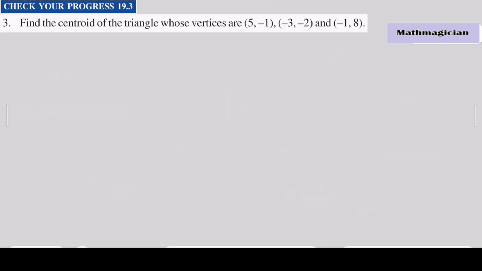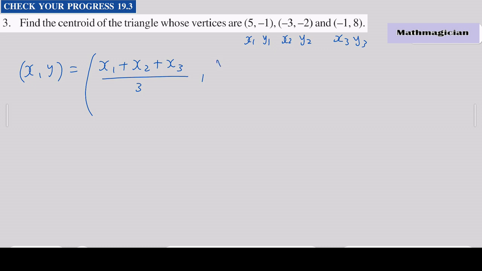Question 3. Find the centroid of the triangle whose vertices are (5, -1), (-3, -2), (-1, 8). So we know the centroid formula that requires 3 vertices. So let's say this is x1, y1, x2, y2, x3, y3. Now we know the centroid formula: (x, y) is equal to x1 plus x2 plus x3 upon 3. For y, y1 plus y2 plus y3 upon 3.